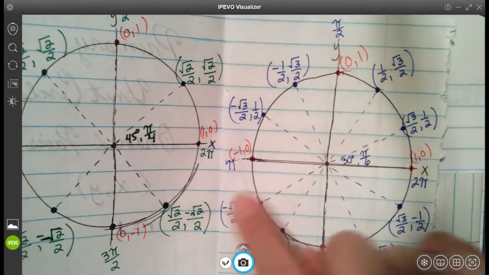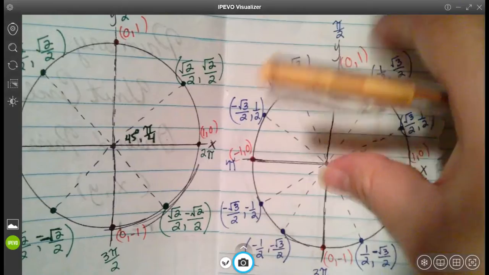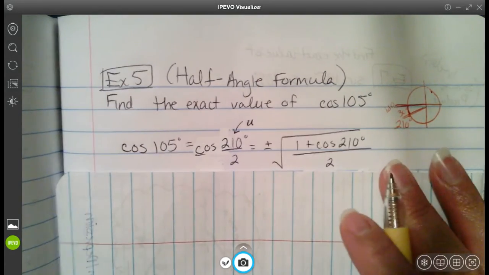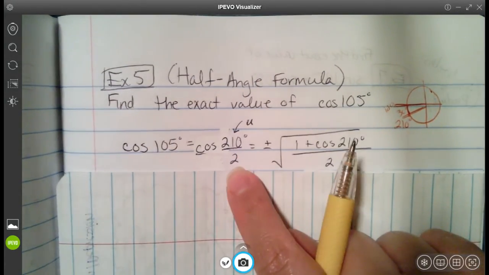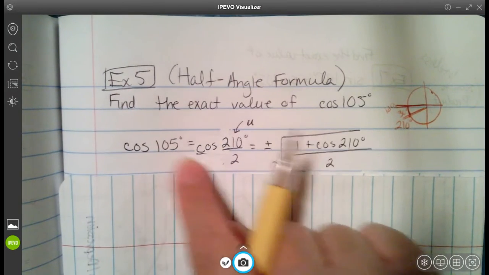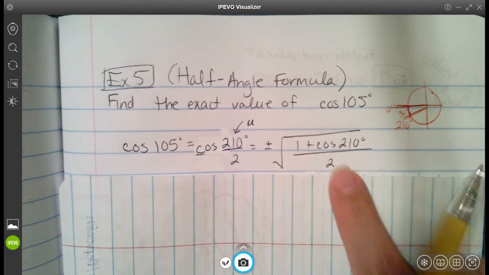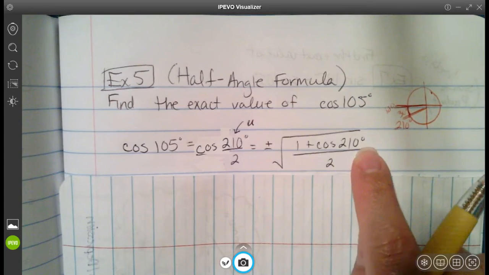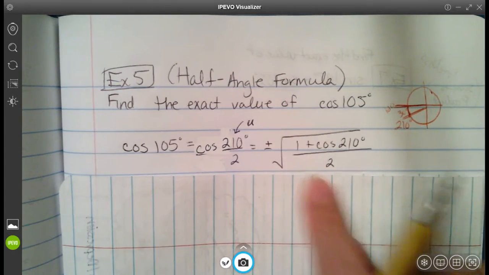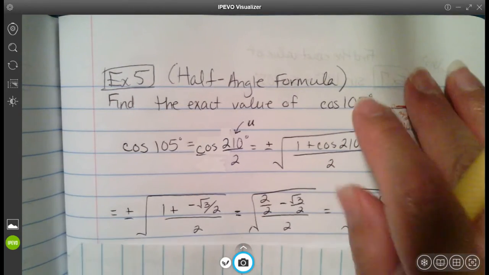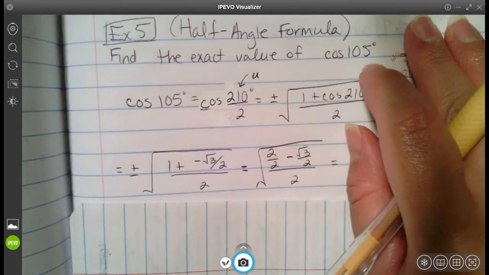Okay, so I'm going to use the coordinates for this spot right here. How does that help us? Well, I can plug it in. 210 divided by 2 is 105. So these are equal. Okay, so therefore I can use the formula. 1 plus cosine of 210 over 2. Again, this is just a formula. If I move on to the next step, there's a few steps here. We're going to go one at a time.